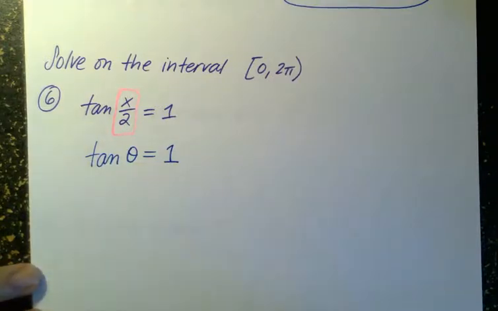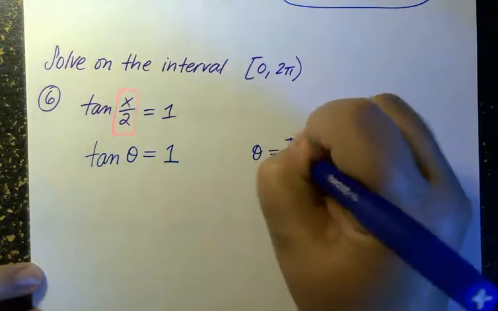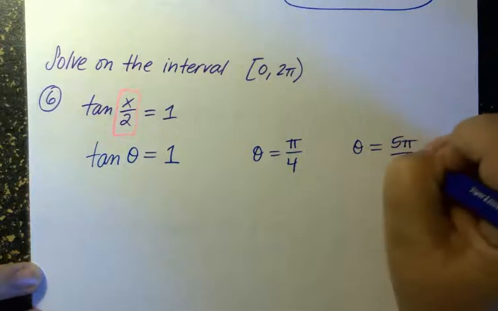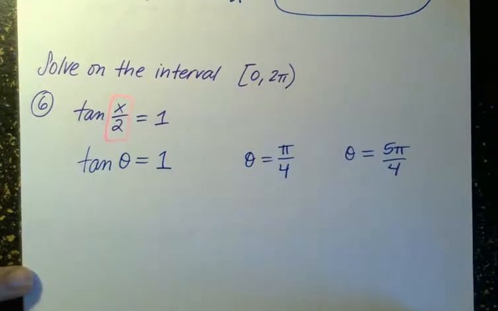So the tangent of theta is 1. When is the tangent 1? It is 1 at 45 degrees, or pi over 4, and again at 5 pi over 4. So theta is pi over 4, theta is 5 pi over 4. If you don't believe me, take your unit circle and put sine over cosine, y over x, all the way around and get your tangents so you can look at them.